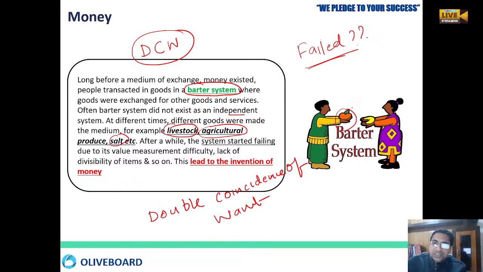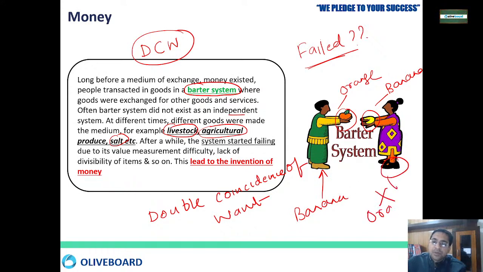Right now this person is having orange. This lady is having banana. So this person needs banana, but this lady doesn't need orange. So is this system going to work? No. The barter system can only work when both parties need whatever the other is having. So that becomes difficult, and that is why the system started failing.